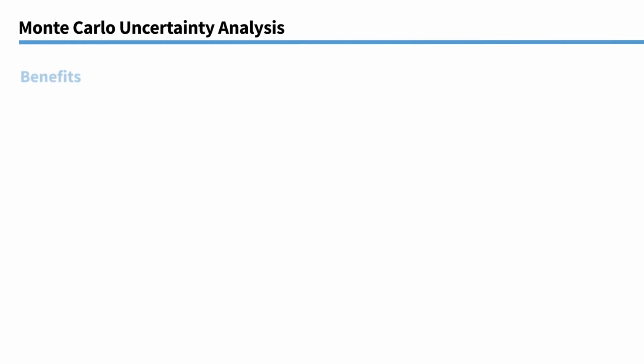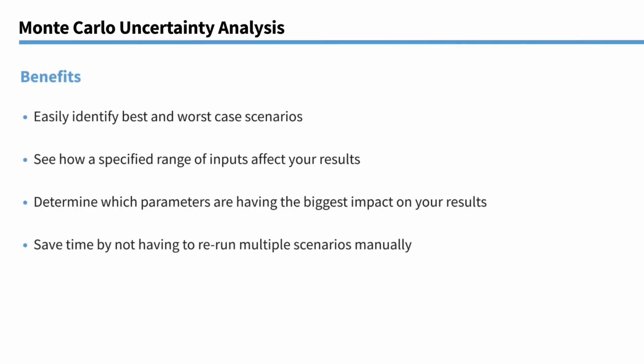So that is the Monte Carlo uncertainty analysis within IP. As we've seen, it allows you to easily identify the best and worst case scenarios for your given interpretations. You can also see how a specified range of inputs affects your end results. You can determine which parameters are having the biggest impact on your results, and ultimately it allows you to save time by not having to rerun multiple scenarios manually.